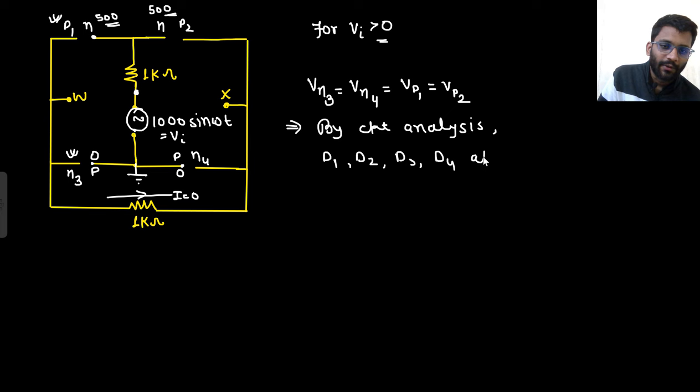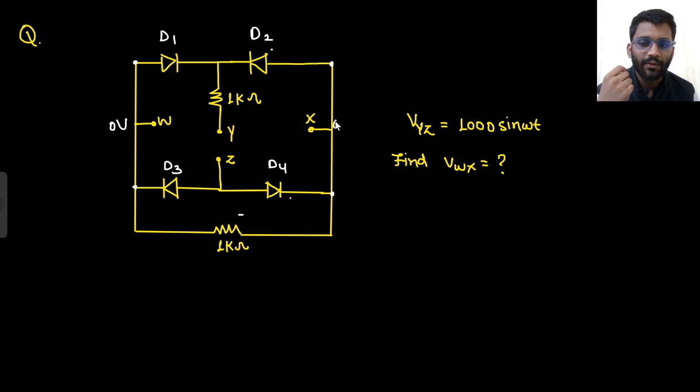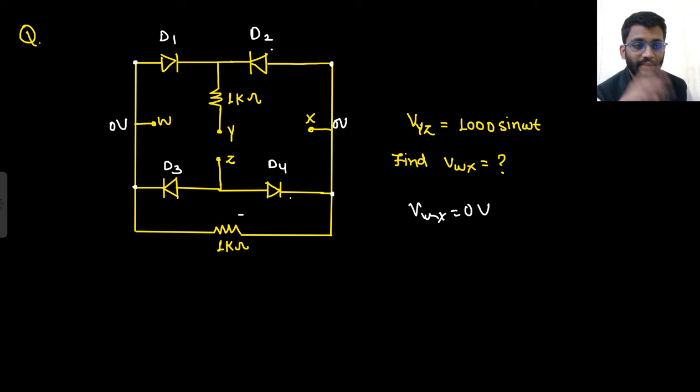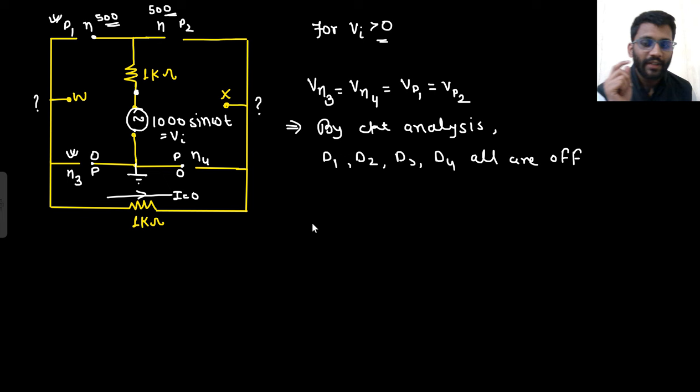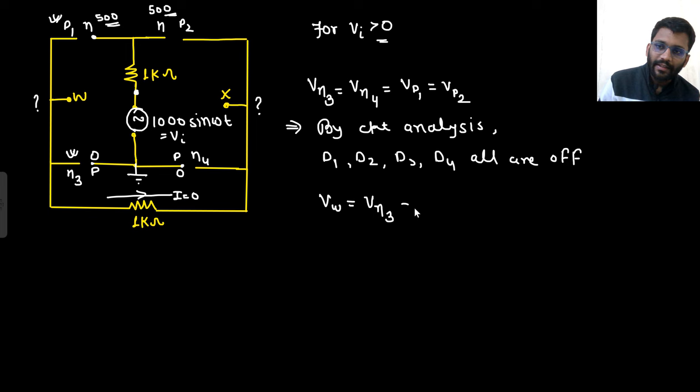Now what is the second mistake? Now they say that if all are off, that means here we will have 0 volt and here also we will have 0 volt. So VWX is 0 volt. Is that correct? No. VWX is 0 volt, but you don't know the potential of these points. You still don't know the potential of these points. What you can say is that your VW is equal to VN3 and that is equal to VP1. And your VX is equal to VN4. That is equal to VP2.